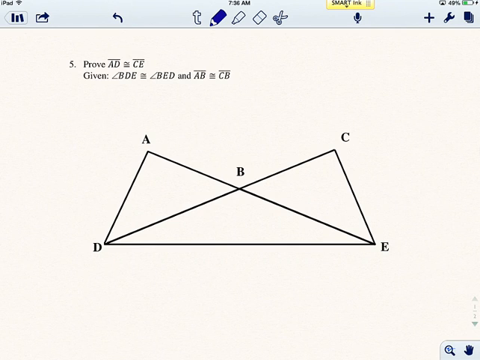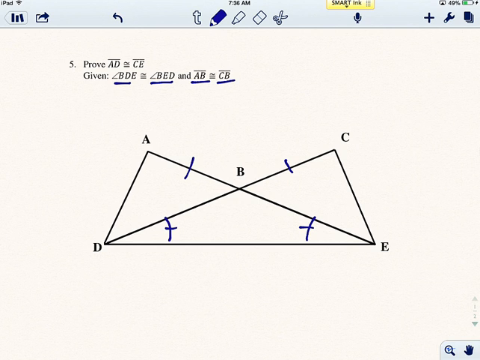Okay, guys, we're going to work on proof number 5 now. So for proof 5, let's start off by writing in our given information. I know that angle BDE is congruent to angle BED. So that's this angle and this angle, so I can mark those congruent. Also, I know that AB and CB are going to be congruent. So there we go. I've marked up my given information.